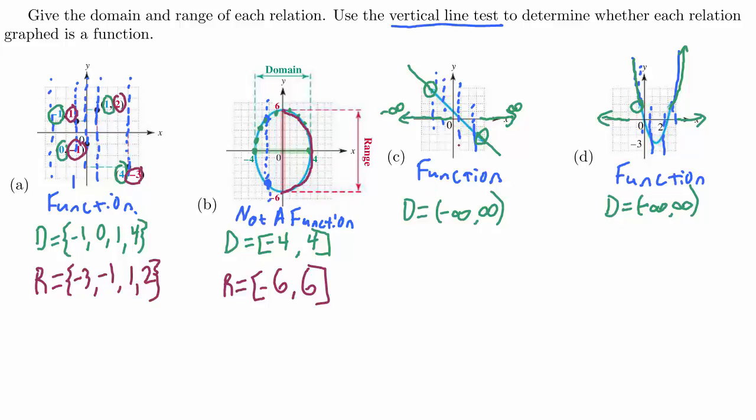Look at C. Again, it's going up this direction and down this direction. Therefore, you start at this negative infinity, and you continue all the way up until you're at positive infinity. So your range here will be negative infinity to infinity.